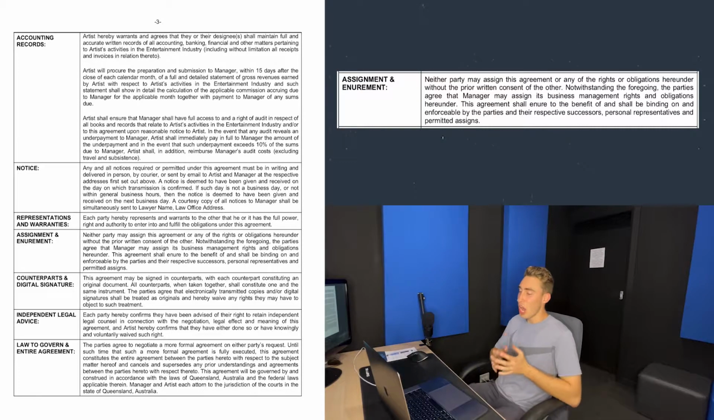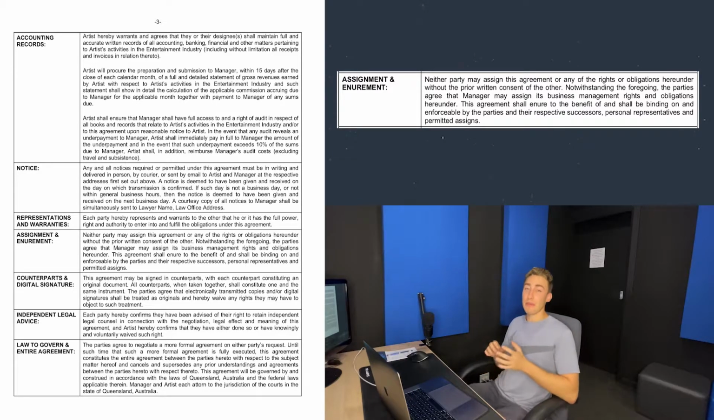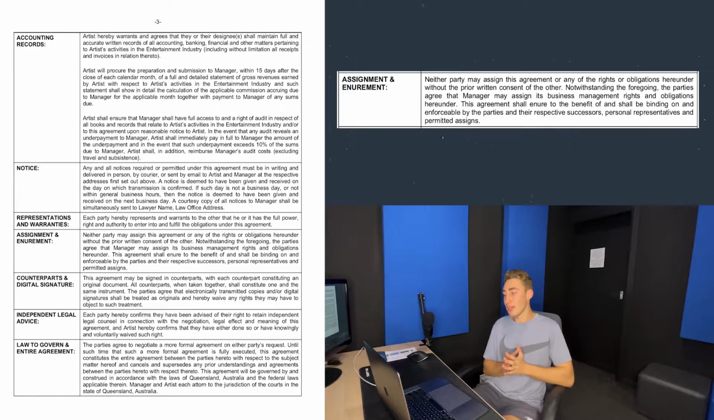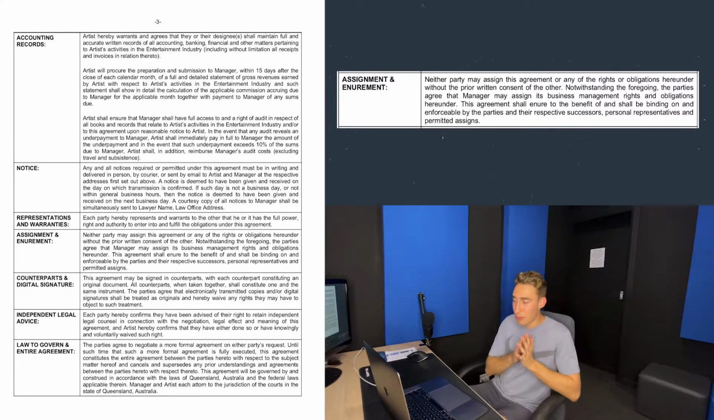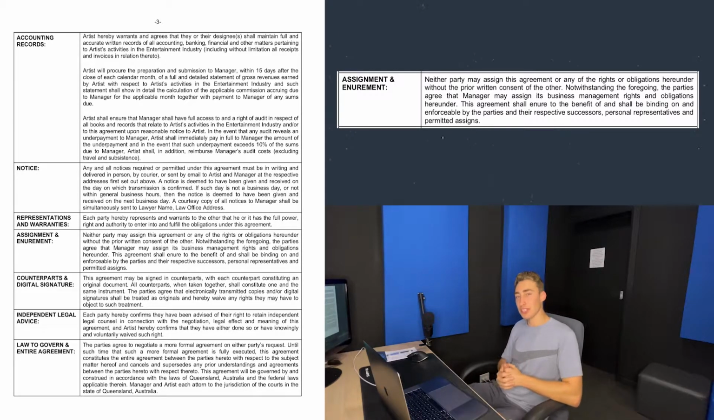The next section is assignment and endurement. This section outlines that neither party, so the artist and the manager, are able to assign any of their rights or obligations hereunder within the contract without prior written consent of the other party. So that means that the manager can't assign their right to manage you as an artist to another agency or another management company without your prior written consent. However, it does allow the manager to assign business management rights away, which could be things like accounting or taxation.